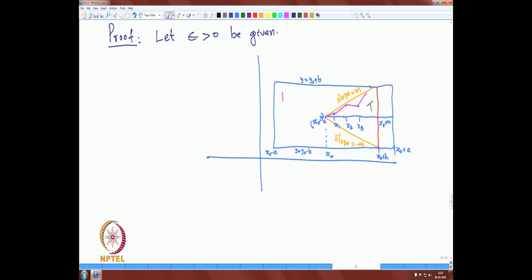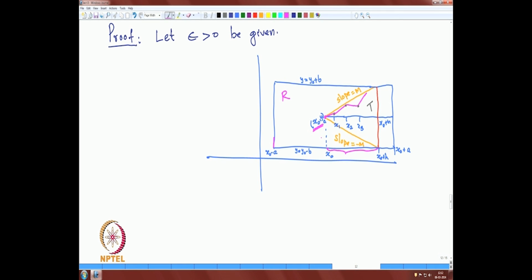This is the rectangle R we defined, where this side is y0 minus b, and this side is y0 plus b. This side of the rectangle is x0 plus a, and this side is x0 minus a. We are looking for an approximate solution on the interval x0 to x0 plus h. The given initial point is here, x0, y0.